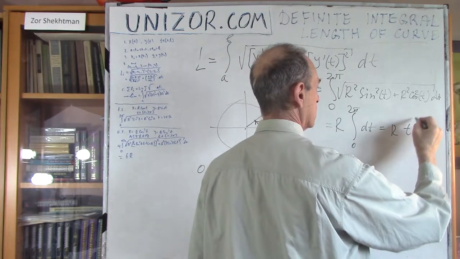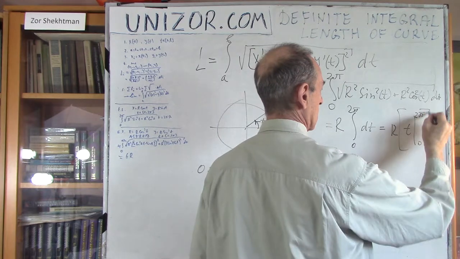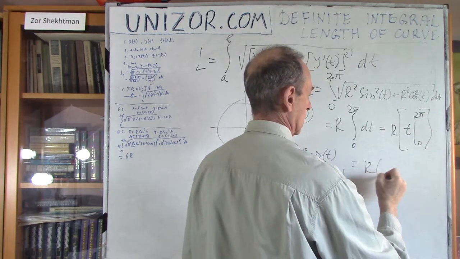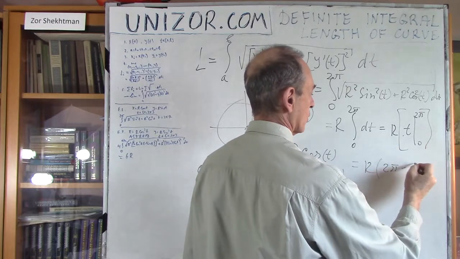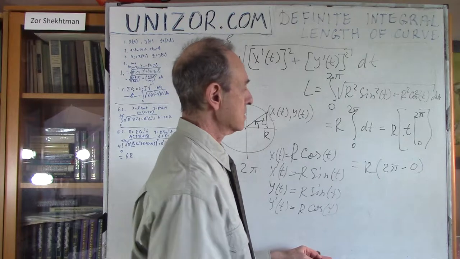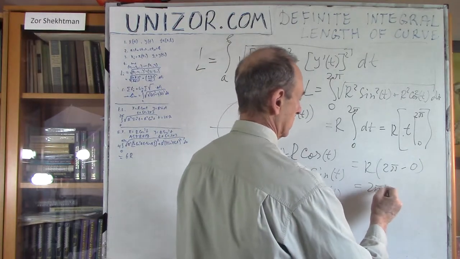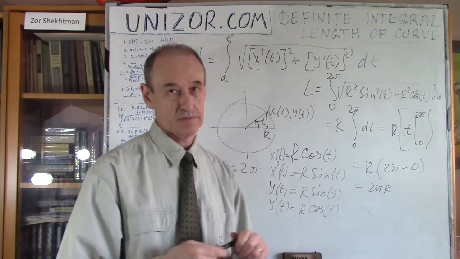So we have to put t from 0 to 2 pi, which is, when we substitute 2 pi, we'll have 2 pi. When we substitute 0, it would be minus 0. That's what the Newton-Leibniz formula is. And we have 2 pi r, which is not a surprise, obviously.